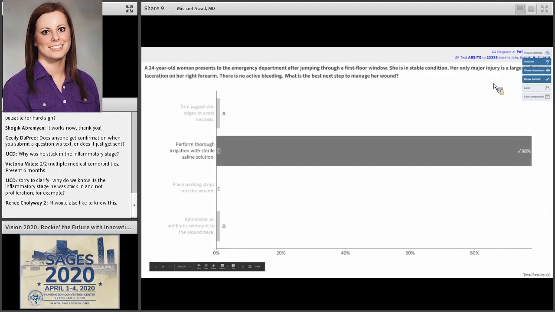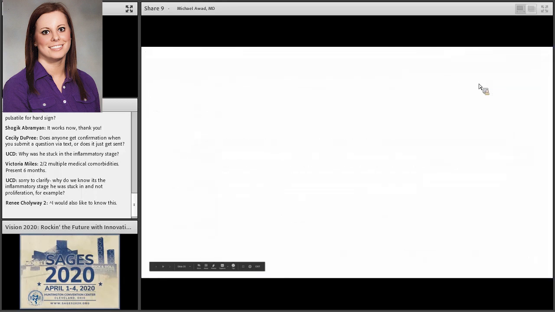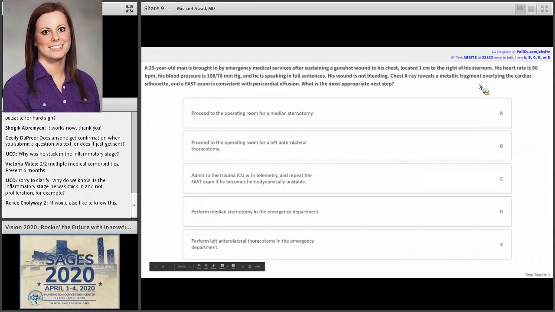Good. So that's the correct answer. So once you've achieved hemostasis, the next thing to do is to thoroughly irrigate the wound, especially in someone who's jumped through the first floor of a window. You want to make sure that they don't have any retained foreign bodies, which would serve both as a nidus of infection and prevent wound healing. So again, this is kind of another opportunity where a patient would end up stuck in the inflammatory phase of wound healing.